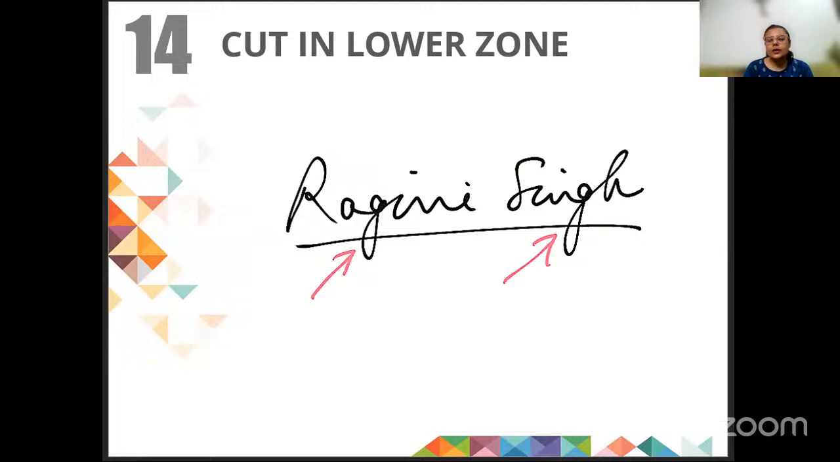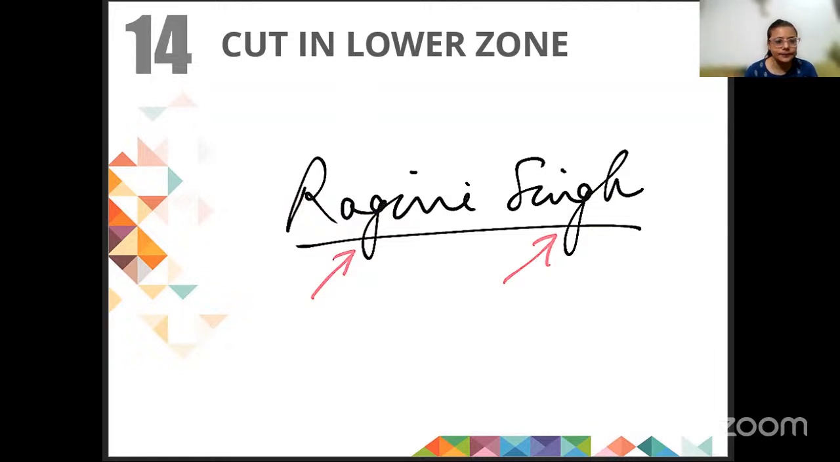Cut in lower zone. Here, what is coming is that Ragini Singh, she is cutting her G's from down. Can you see it? What she is doing, she is putting an underline. That is good, but she is cutting her G. So that is also not a good sign. You should not cut your letters. If you want to draw a line, draw from above G, where your whole name and surname would be covered with the line. Okay.